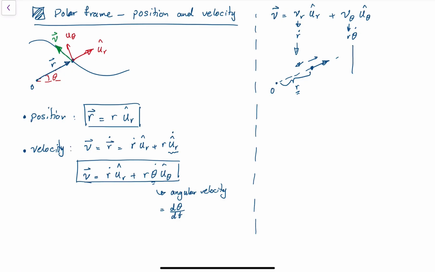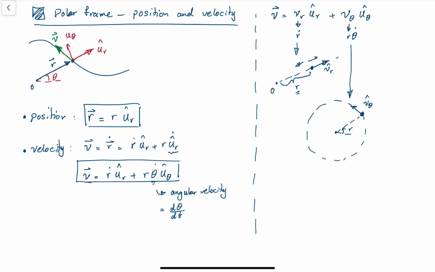For the other one, maybe it is easier to consider another extreme case where your path is a perfect circle. So you're here. The distance always remains constant, but you have some velocity, and that is due to the change in the angle. So however much distance you are from the origin multiplied by the angular velocity, the rate of change of the angle, gives you this transverse component.